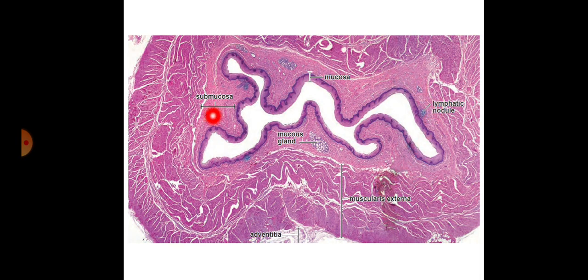This is a transverse section of the esophagus. Mucosa here, submucosa, which in the lower third contains glands, also contains blood vessels, lymphatics and nerves. Muscularis mucosa, and deep to the submucosa there is the muscularis layer, or muscularis externa.